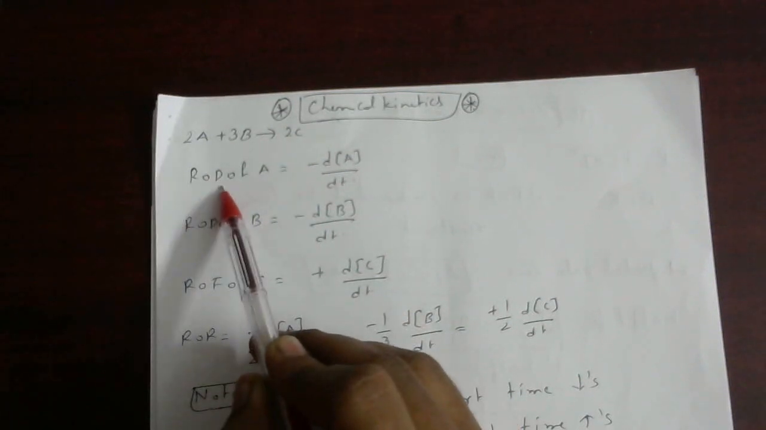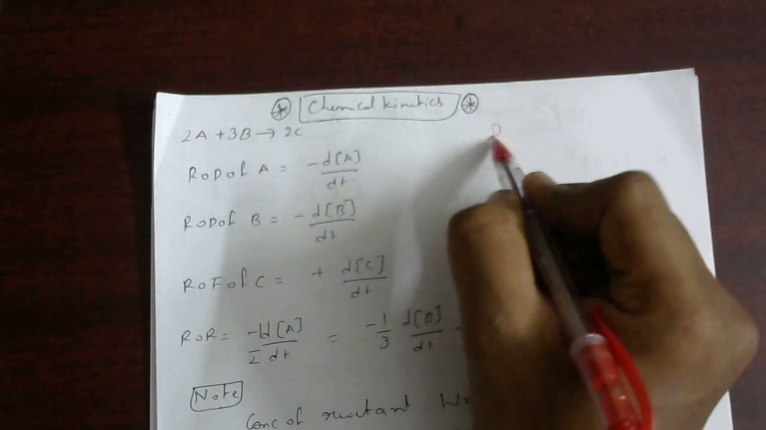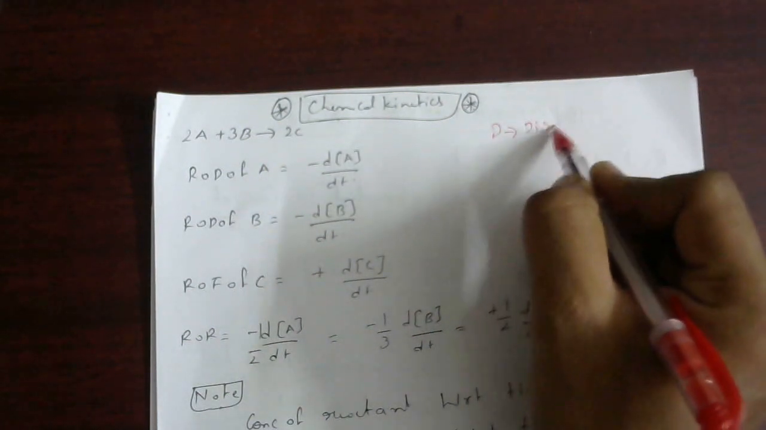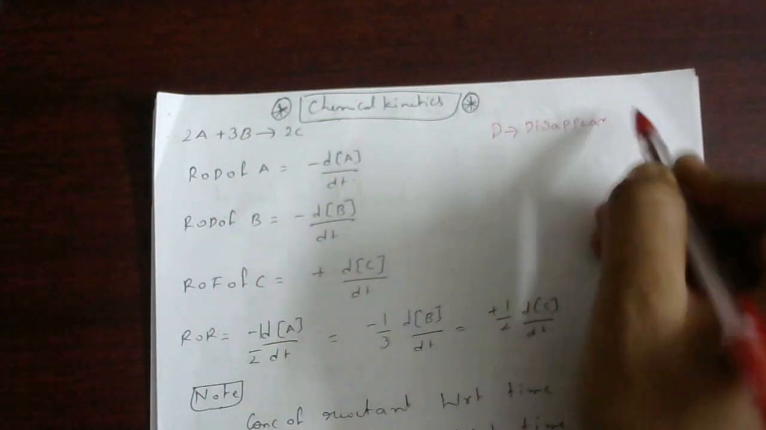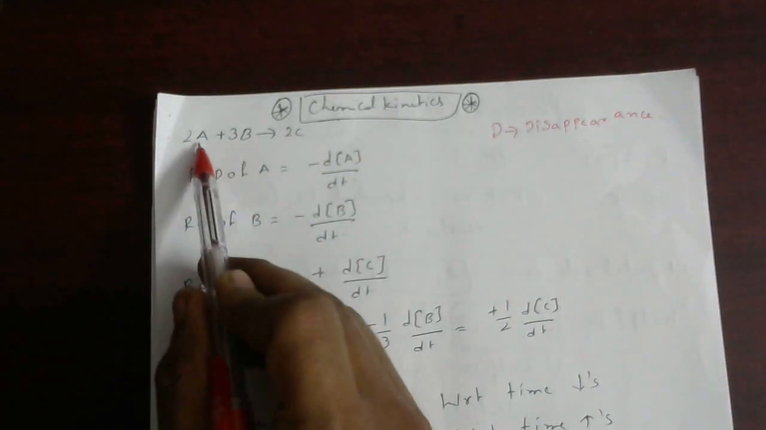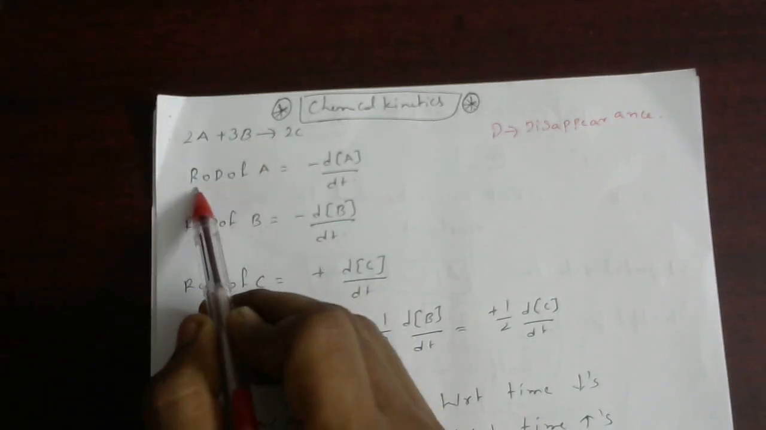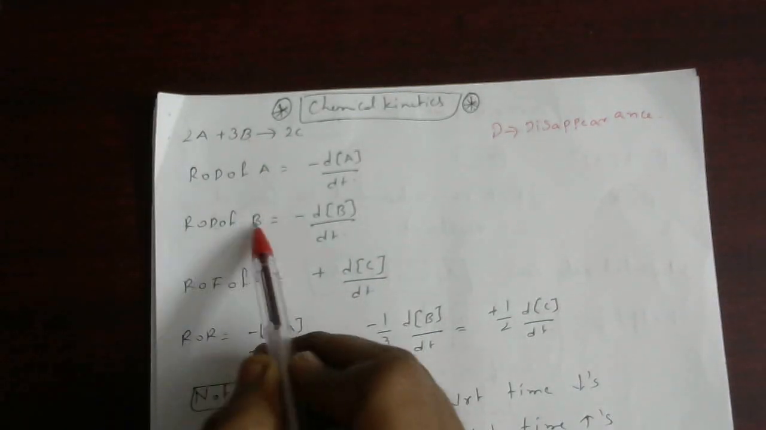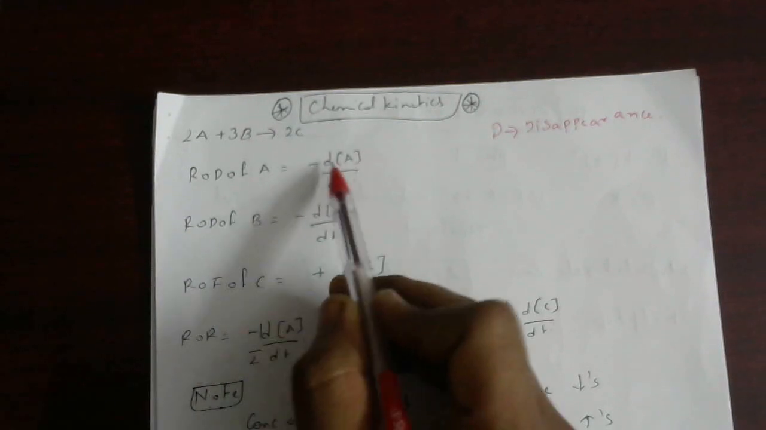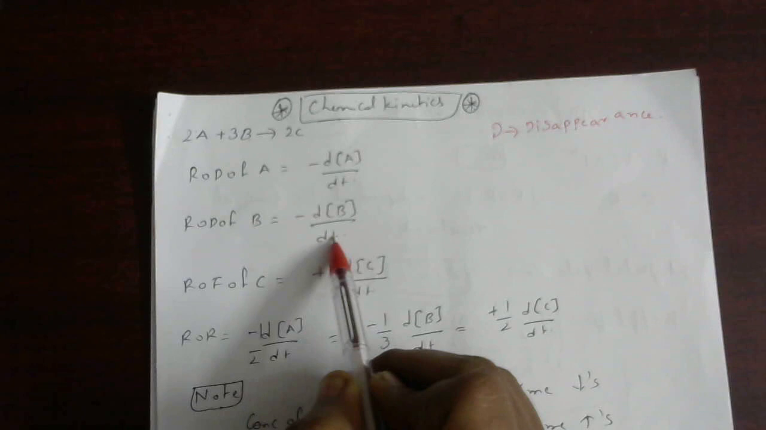Here D is nothing but disappearance, guys. I am writing here D is nothing but disappearance, and the reactants we have are A and B. So with respect to reactants, rate of disappearance of A, rate of disappearance of B, is nothing but minus d[A]/dt equal to minus d[B]/dt.